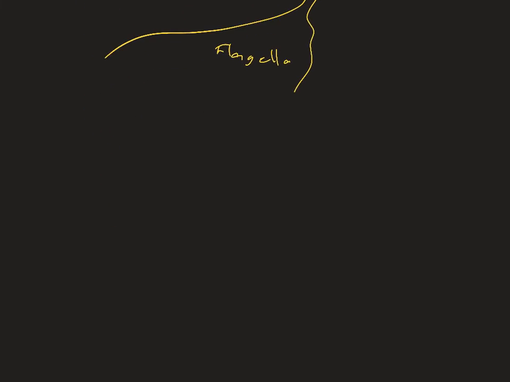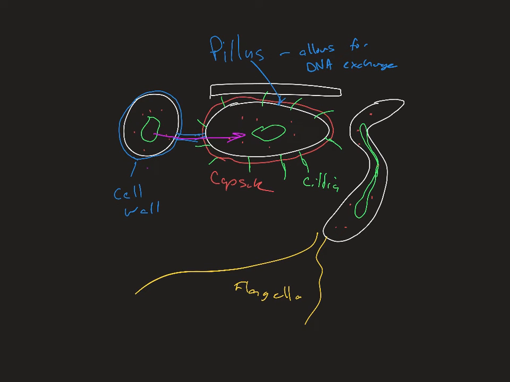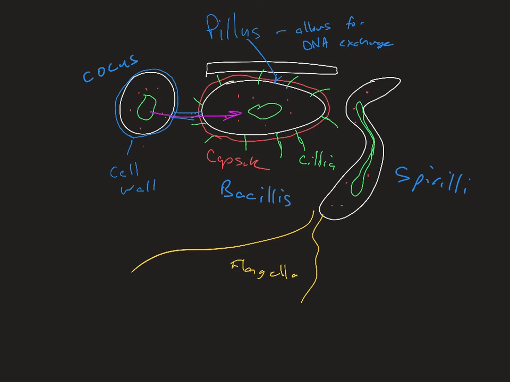Okay, I want to go through a couple more things then. Oh, I forgot to label these. So this one is called coccus. This other one is bacillus. And this one is spirilli. Okay, and I have 4 minutes. I got to get this done and we're going to move on.